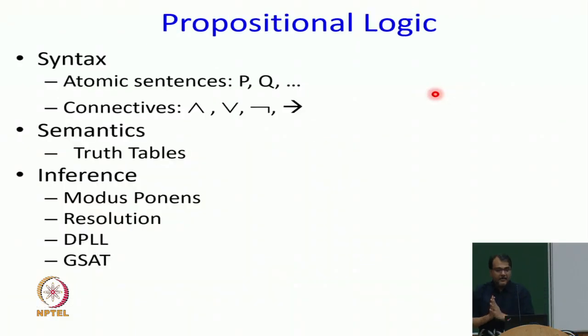Okay. Propositional logic. So now we have to talk about syntax, semantics, and inference algorithms for propositional logic. This is sort of what we are going to do for the rest of these lecture slides. Let us talk about syntax first. Syntax is easy. So what is the atomic syntax? Atomic syntax is just facts. A, B, C, P, Q, X, Y, Z. These are my atomic sentences.